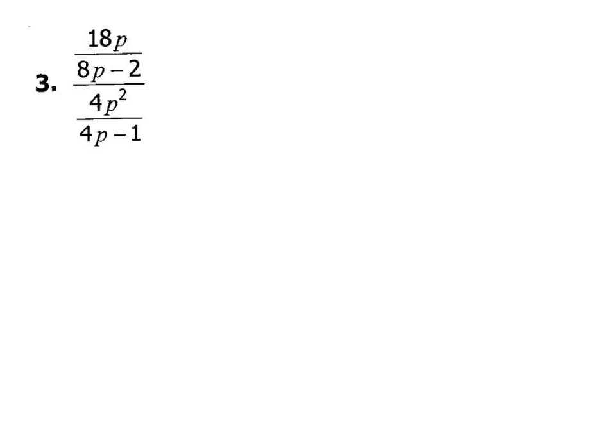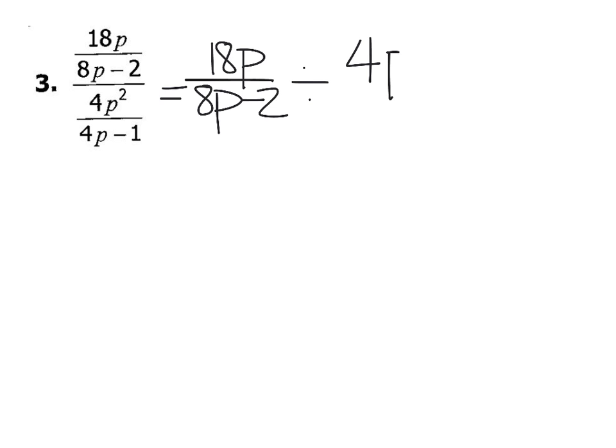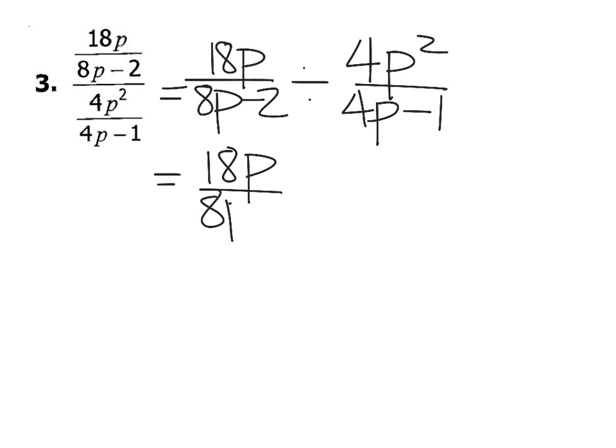Alright, number 3, we've got a single fraction in the numerator and a single fraction in the denominator. So the first thing we want to do here is set it up as a division problem. Rewrite it as a division problem. So you've got 18p over 8p minus 2 divided by 4p squared over 4p minus 1. Now we want to copy, change, change. Copy the first one. Change the sign to multiplication. Multiply by the reciprocal. So flip the second one.